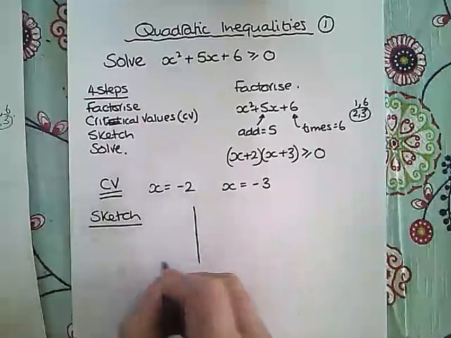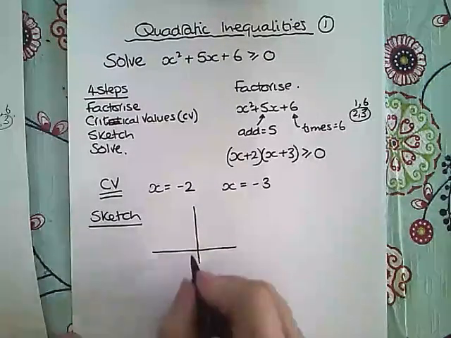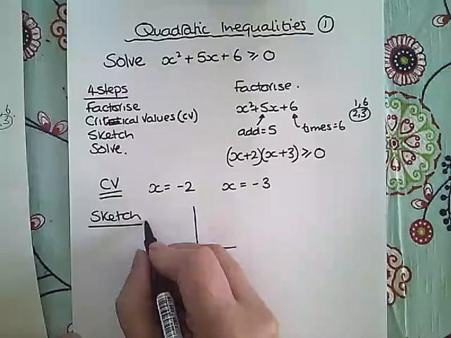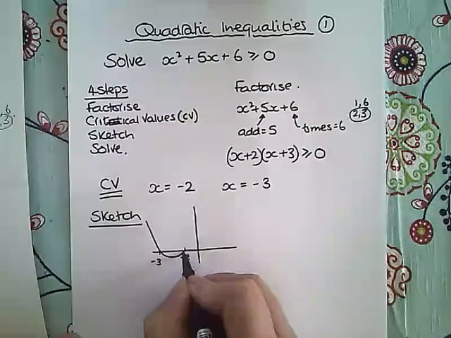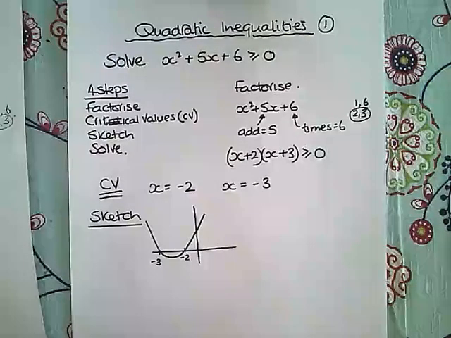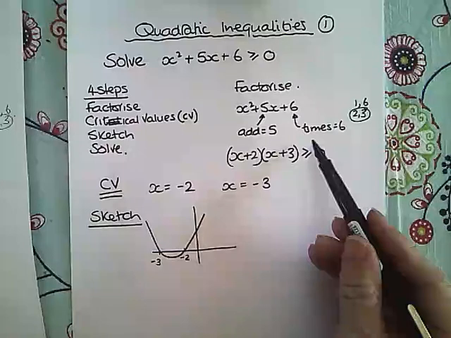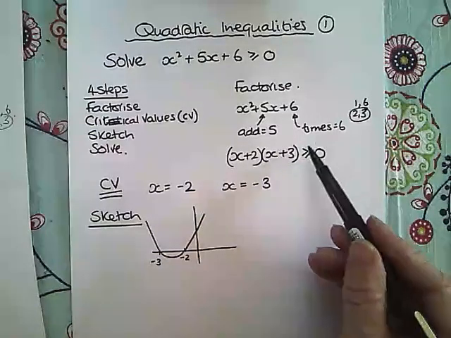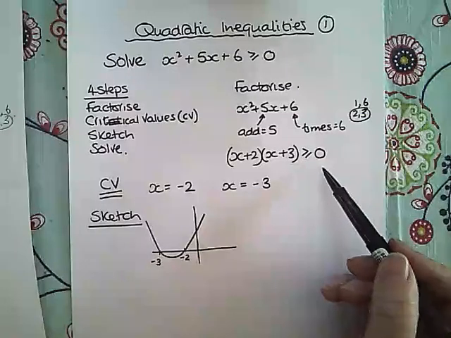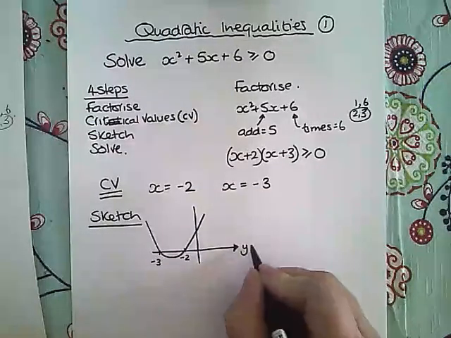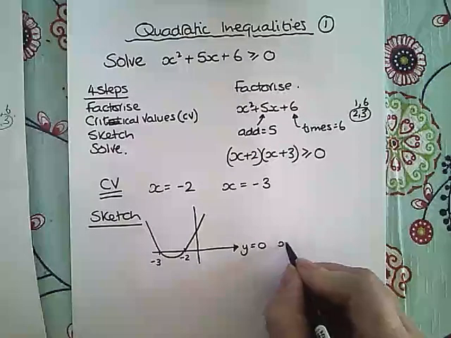Then we come on to our sketch. Draw a set of axes, mark on your critical values, minus 2, minus 3. Sketch your quadratic curve. And then we have to think about what's happening with this function. We are looking for values of the function which are greater than or equal to 0. This is the y equals 0 line. It is the x-axis.